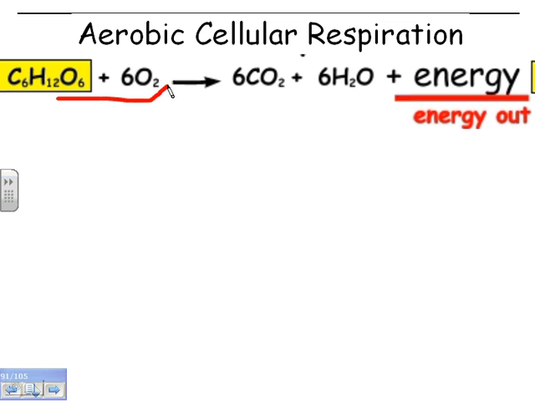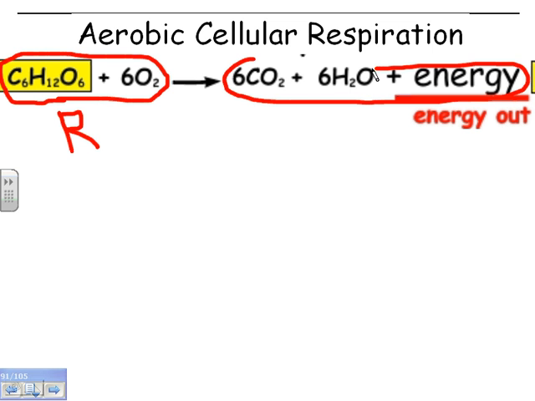So these two things are the reactants in this case. Before they were on the other side of the arrow. These things are the products. Sometimes you'll see it drawn different ways, but whatever comes after the arrow is what you produce. The energy out we store in ATP, and we'll do a whole unit on that in a little bit.